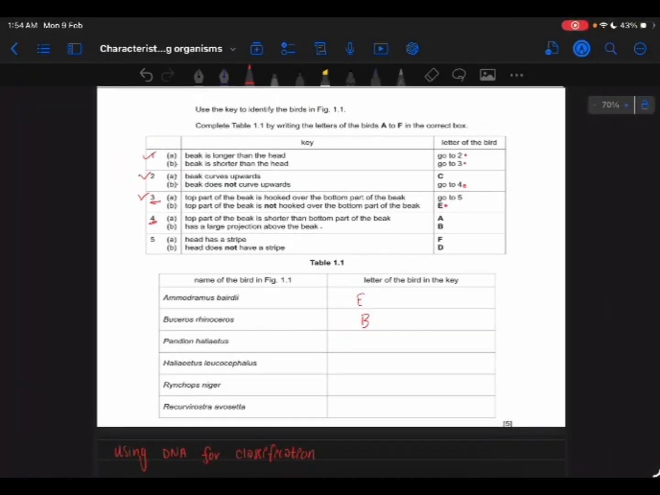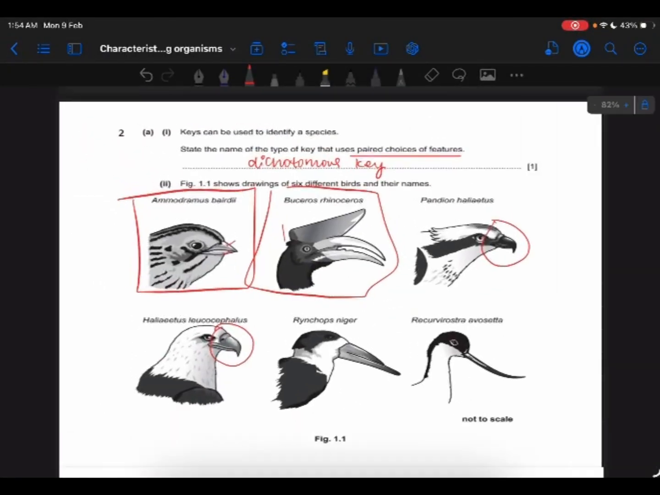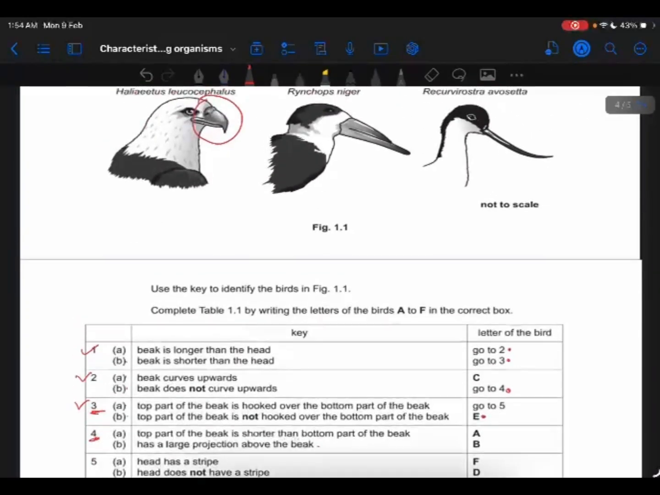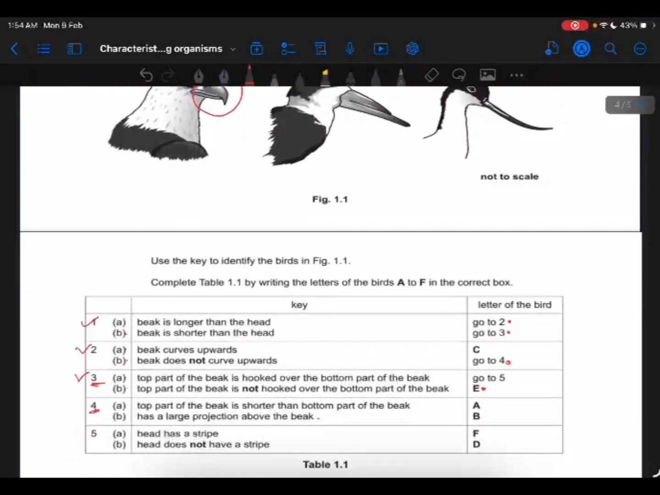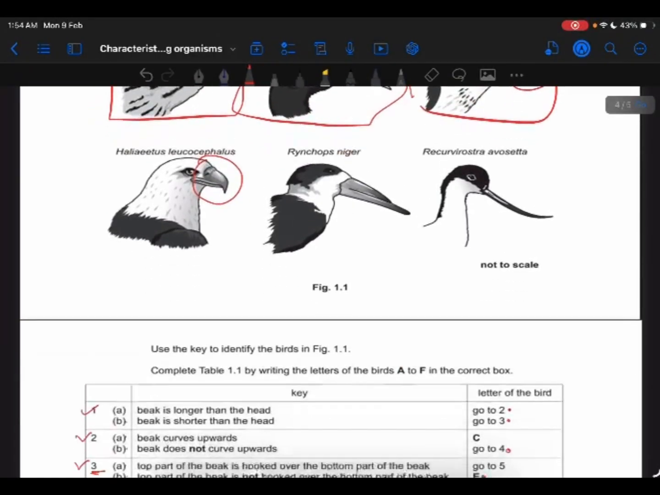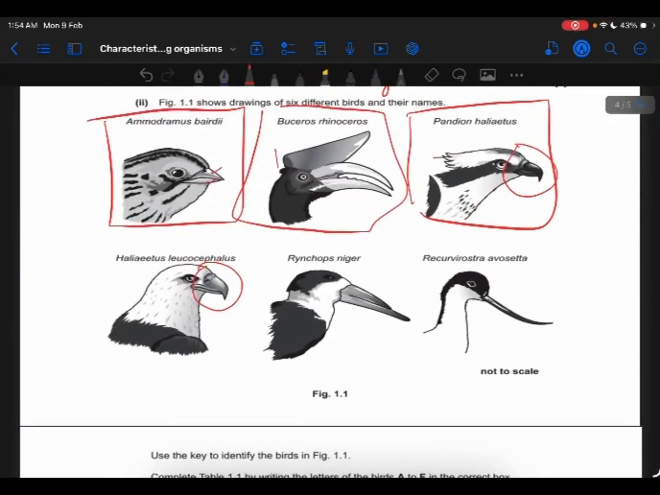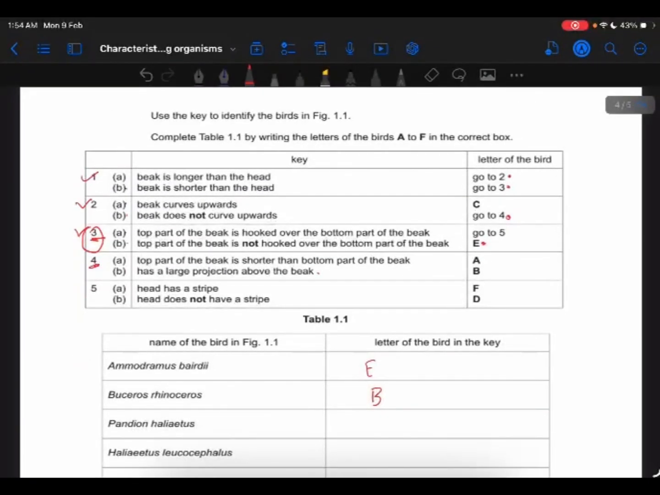Yep, that's better. Moving on, we've got Pandion haliaetus, something. Okay, forget my pronunciation, please. Anyways, is the beak longer than the head? It's not. The beak is shorter than the head. We're going to go to 3. Top part of the beak is hooked. It is. This is what I was saying, guys. Here, the top part of the beak is very clearly hooked over the bottom part. So yes, it is indeed.